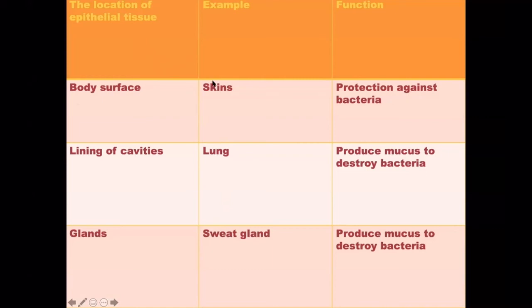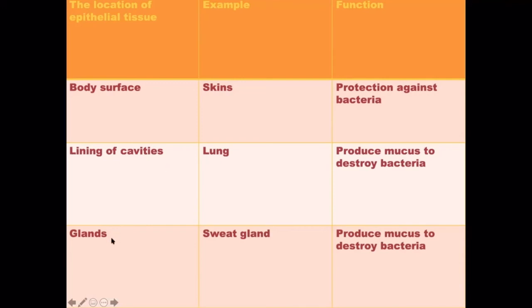Okay, so the example is skin. Okay, and the function of our skin is to protect against bacteria. Okay, so one of the location of epithelial tissue is our skin. Okay, the next one is lining of cavity. Okay, basically lining of cavity involve any organs. Okay, for example, lung. Okay, the function is to produce mucus to destroy bacteria. Okay, other than lung, maybe there is also epithelial tissue in the esophagus, in our respiratory tract, and so on.